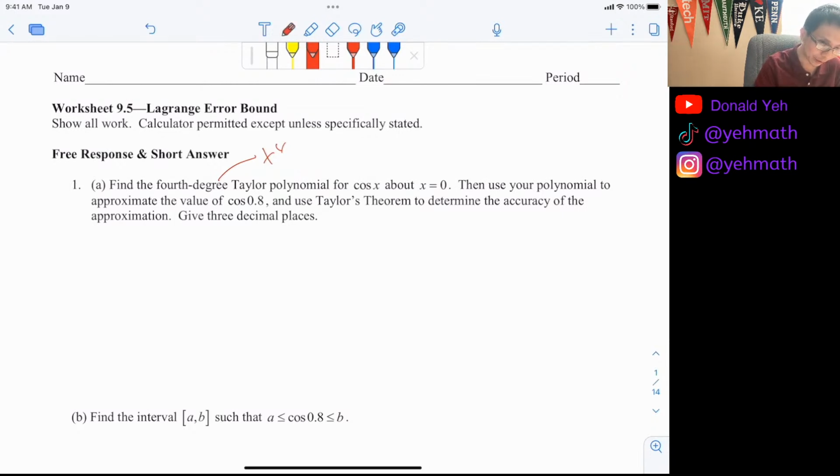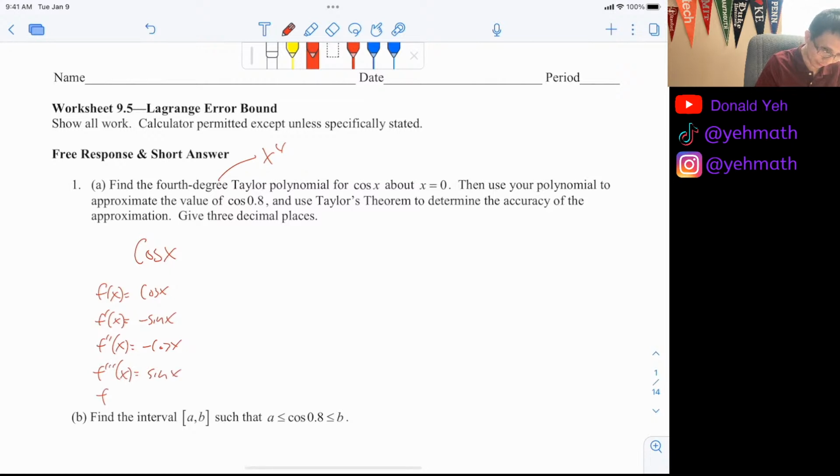Now, remember on the AP exam, you have to remember what the cosine of x is. Now, just assume that I don't know the cosine of x. Can we use Taylor form? Yeah. Okay, Taylor form: f of x is equal to cosine of x. f prime of x equals negative sine of x. f double prime of x is what? And f triple prime is sine of x, and the fourth derivative is cosine of x.